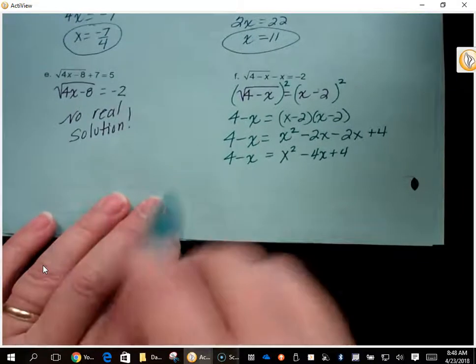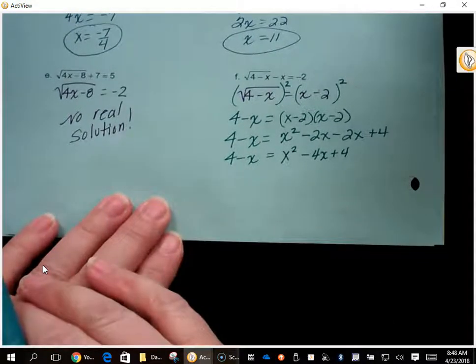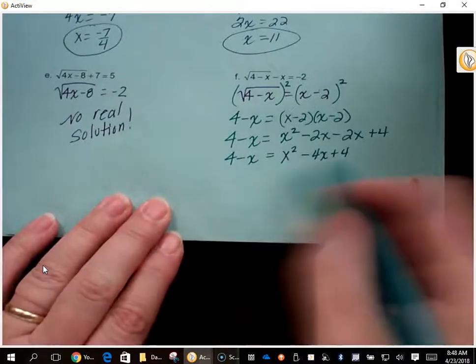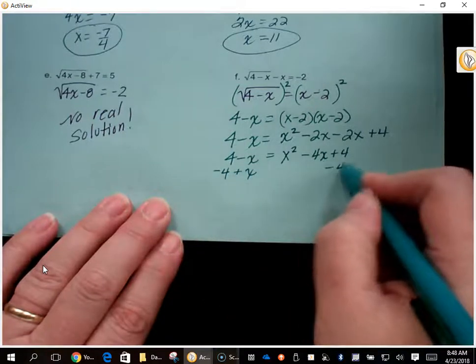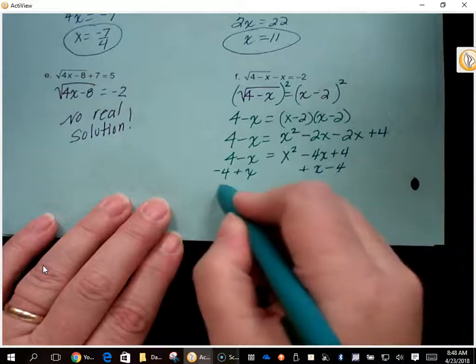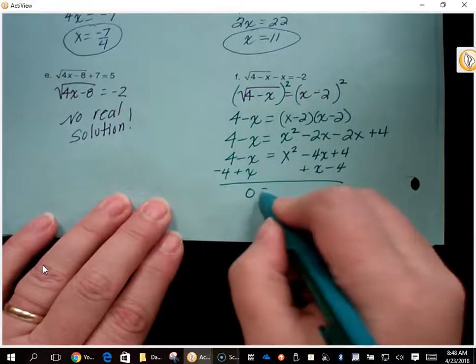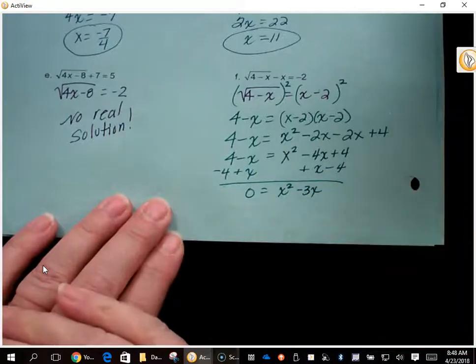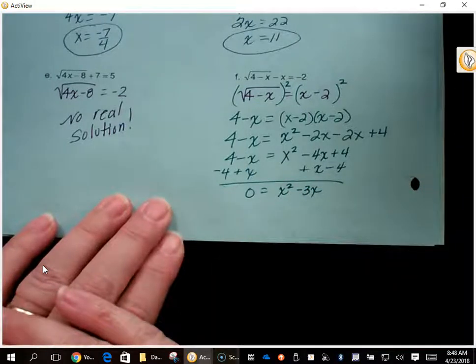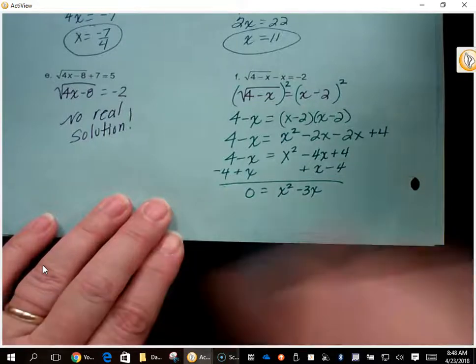So we are solving a quadratic, so we want to get the equation equal to 0. So we're going to subtract 4 and we're going to add x. So to do that, now we have 0 equals x squared minus 3x. Well, that worked out real nice, didn't it? Oh yeah, that worked out beautifully.